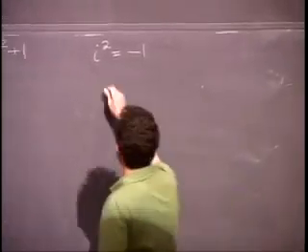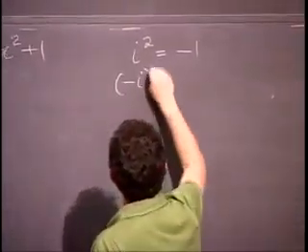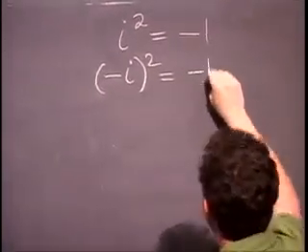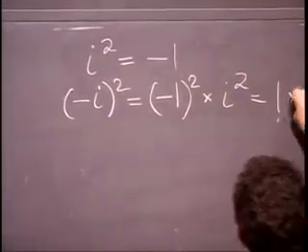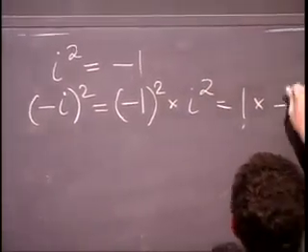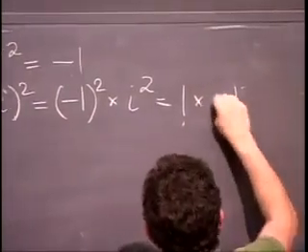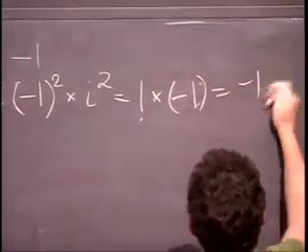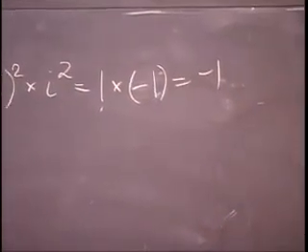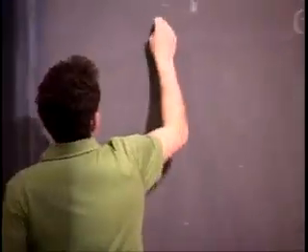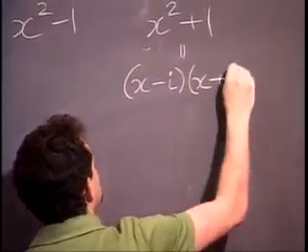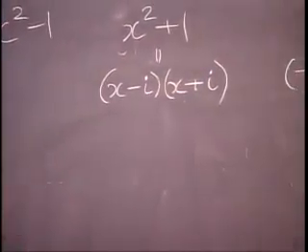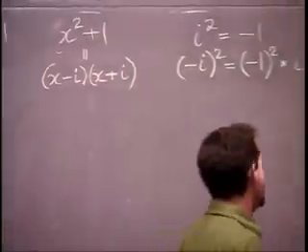Of course, the other root is minus i, because minus i squared is minus 1 squared times i squared, which is 1 times minus 1, which is minus 1. So minus i is the other root of this equation. So this actually factors into (x minus i)(x plus i), where i doesn't really exist because it's imaginary.